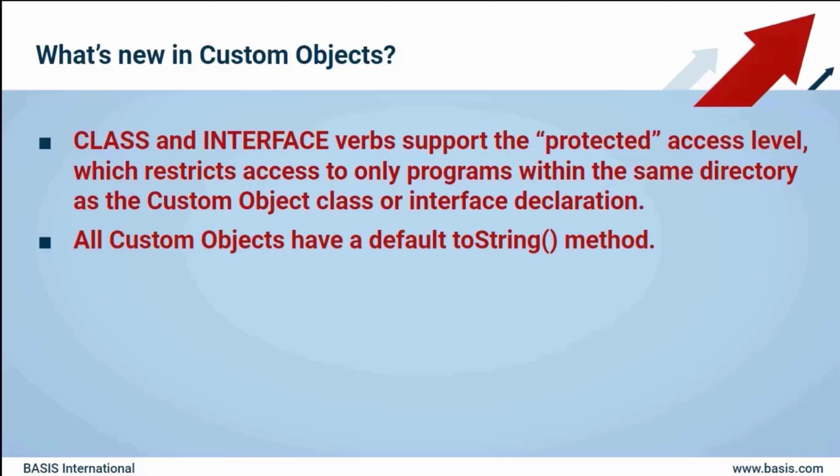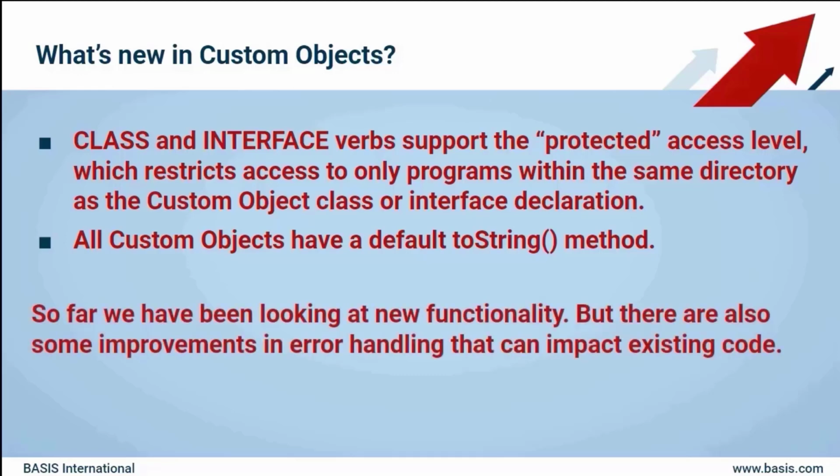Finally, all custom objects now come with a default toString method. So even if you don't define one, every custom object class has a toString and you can call it and see what it prints. Now so far we've been looking at new functionality. But there are also some improvements in error handling, and those improvements in error handling can impact existing code. So let's look at how.